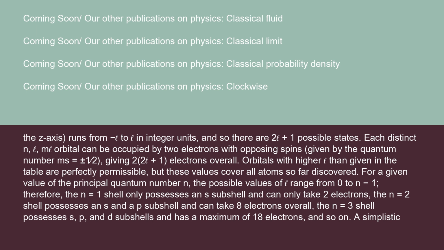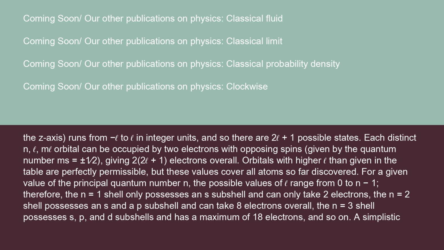For a given value of the principal quantum number n, the possible ℓ values have range from 0 to n-1. Therefore, the n equals 1 shell only possesses an s subshell and can only take 2 electrons. The n equals 2 shell possesses an s and a p subshell and can take 8 electrons overall.